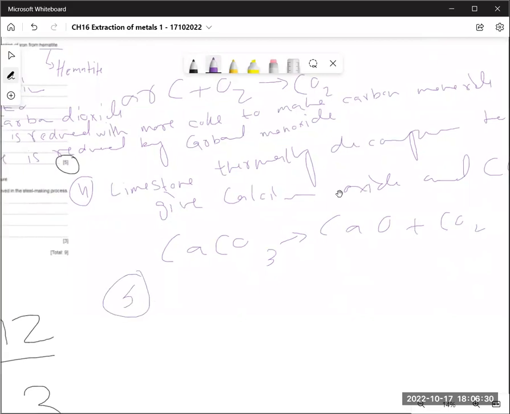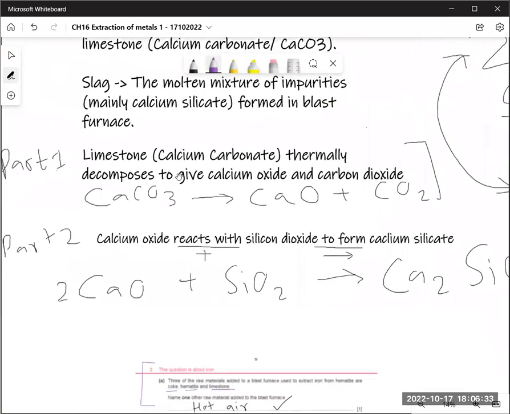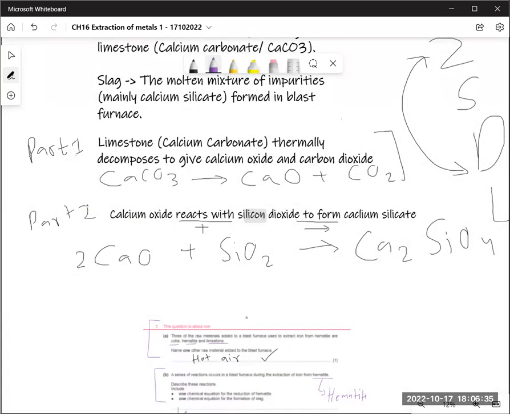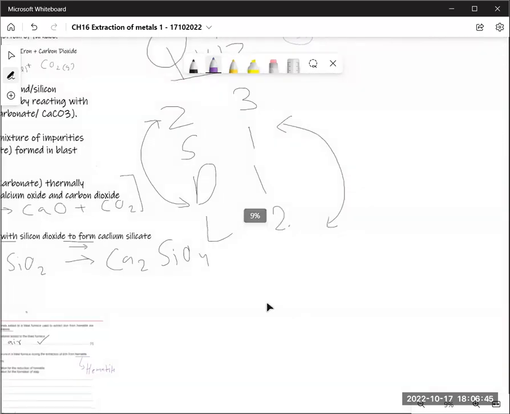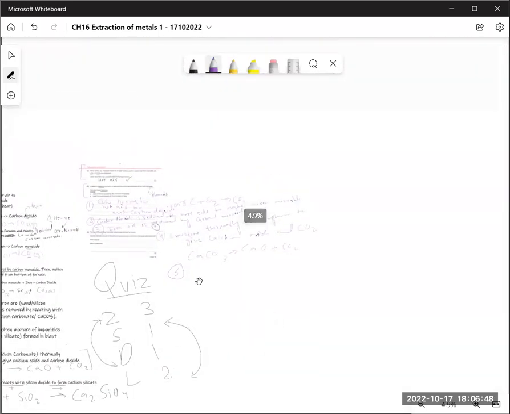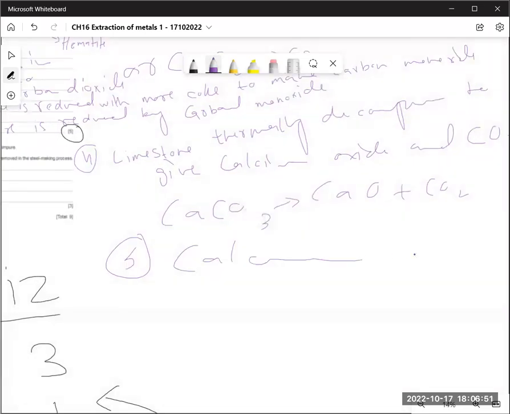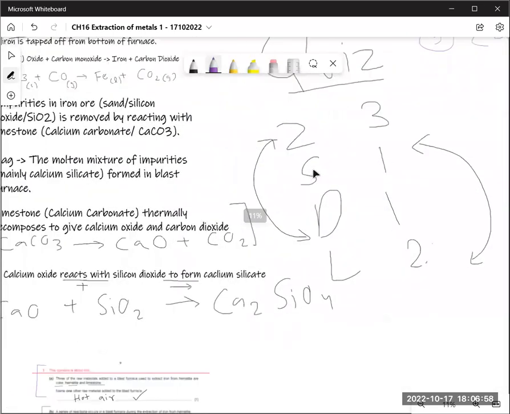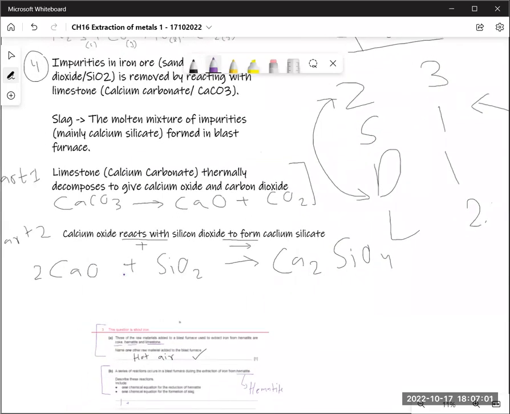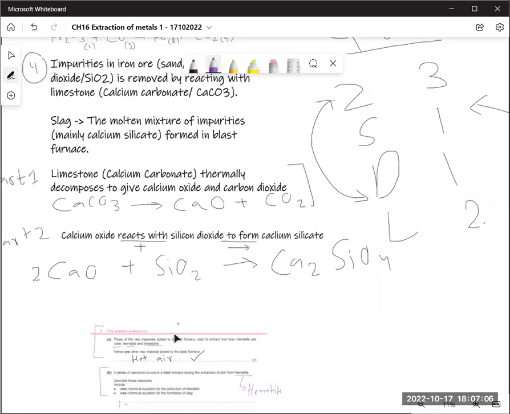Now, fifth step, last step. Luna, read. Step 4, part 2. Calcium oxide reacts with silicon dioxide to form calcium silicate. So we'll just write it here. Calcium oxide reacts with silicon dioxide to form calcium silicate. And we'll give the equation. What is the equation? 2CaO plus SiO2 gives us Ca2SiO4. Right? We'll write that here.